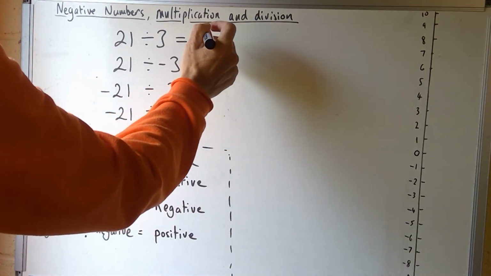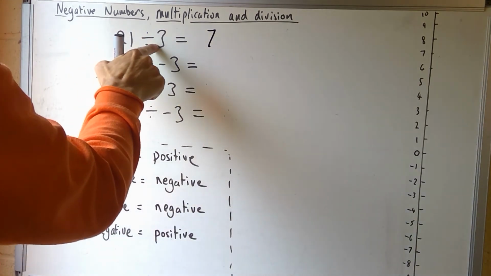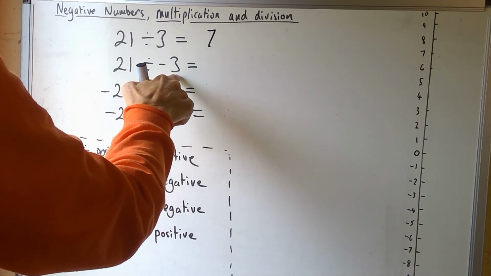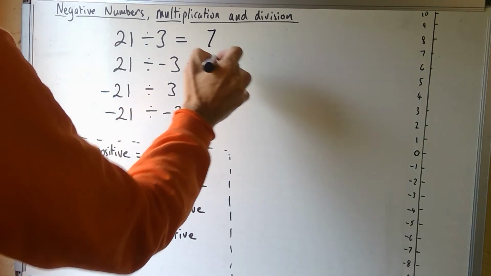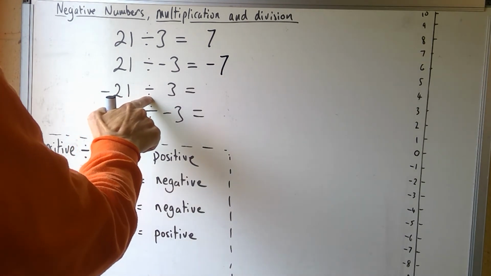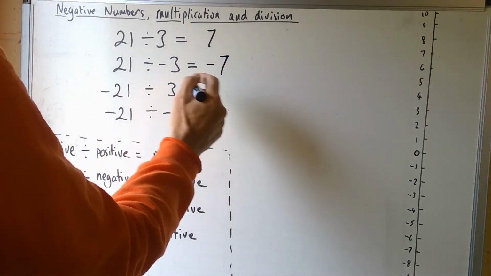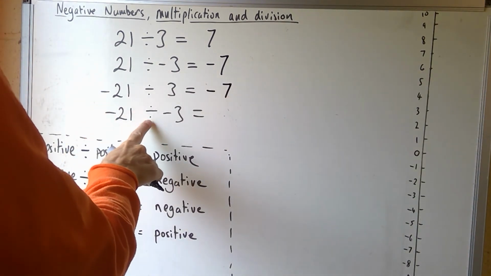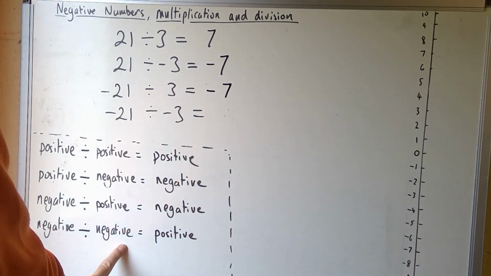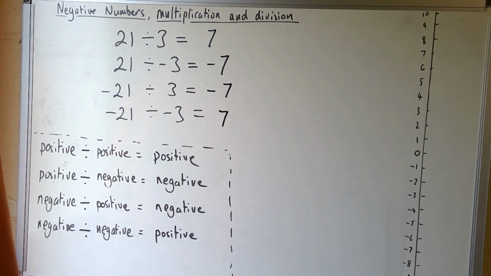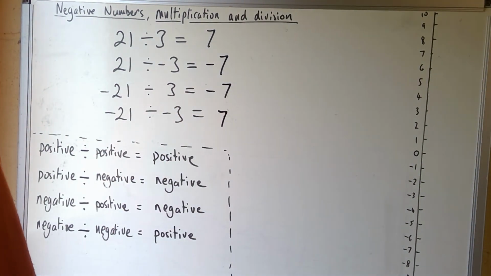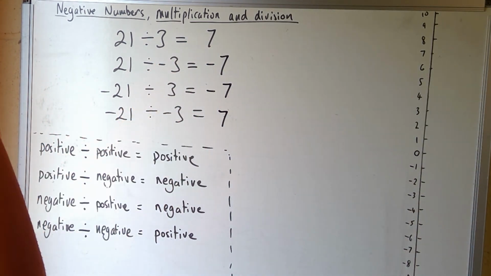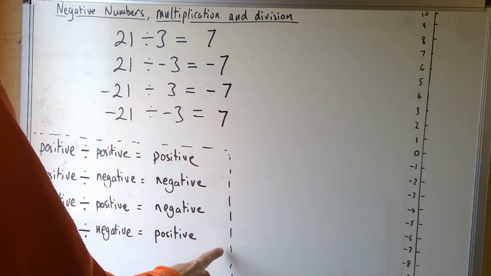So 21 divided by 3 is 7, just a standard positive number divided by a positive number. I'm now going to divide positive 21 divided by negative 3. The result is negative 7. Negative 21 divided by 3, and negative divided by a positive is negative 7 again. And this time negative 21 divided by negative 3. These are both negative, so the result is going to be a positive. Notice the size of the result is always 7, but it's the direction, either positive or negative, that you have to determine. And you use these rules to do that.